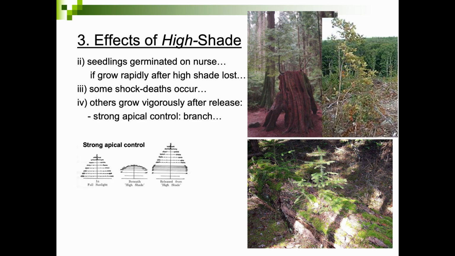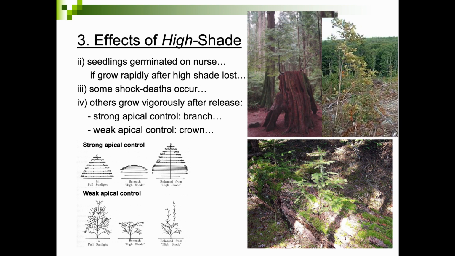Some species can quickly turn over their shade leaves into more light leaves, and they can grow vigorously once they're released from high shade. Now, this is visible in trees with strong apical control, and I mentioned this earlier in this lecture with one of those videos, that you can actually see the distance of the branching in strong apically controlled trees. When it's released from shade, you get a larger distance between those branches.